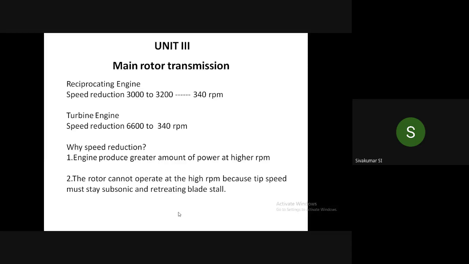So here, with the helicopter, the main reason is that you don't want to transmit more power and you don't want to rotate the main rotor at a higher RPM. We don't want higher RPM because of the more centrifugal forces, and because the tip speed goes above subsonic, which leads to blade stall and all. So these are the reasons why.